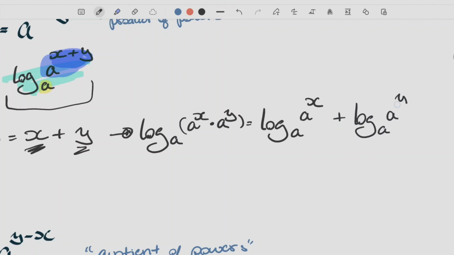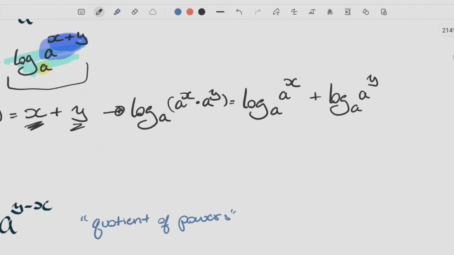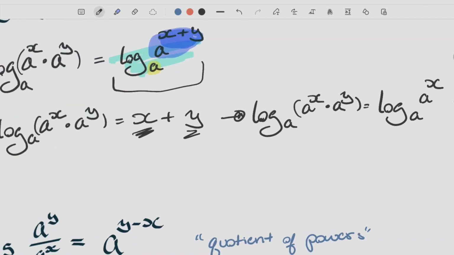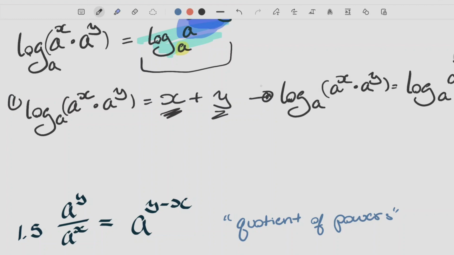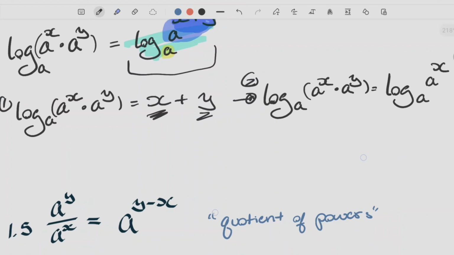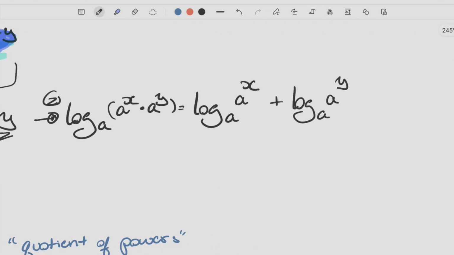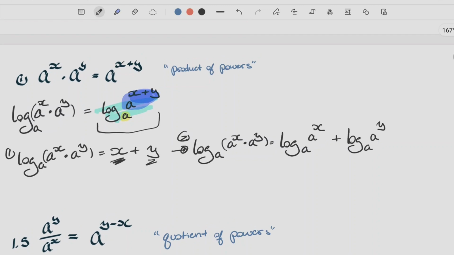And this is just y for the same reason. These two sides are equal, still, because it's this step and this step. It's just a rephrasing. So this pretty much gives us our log law.